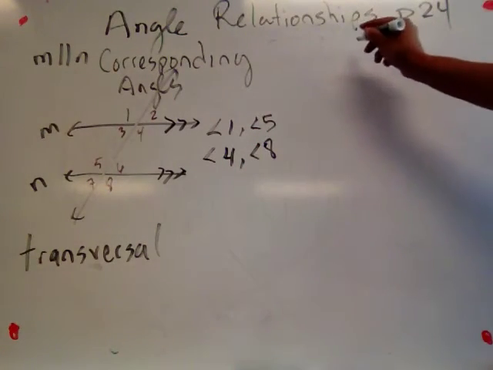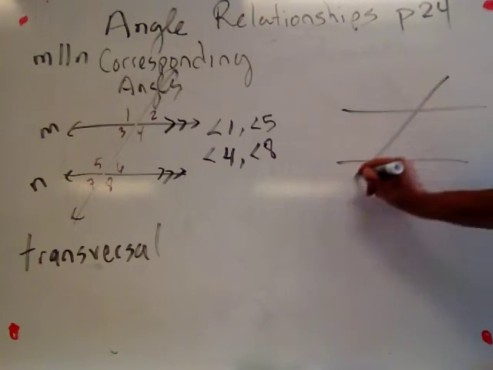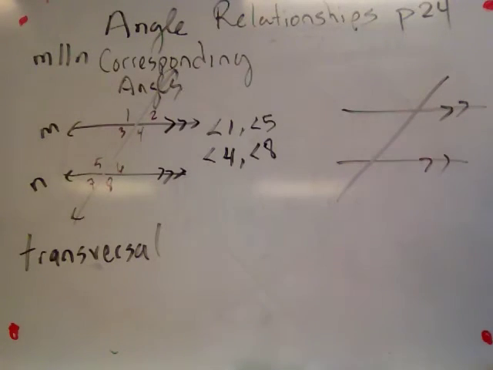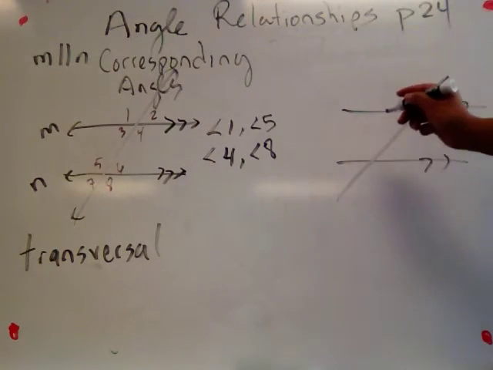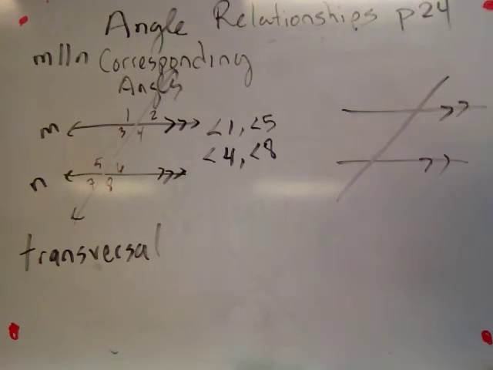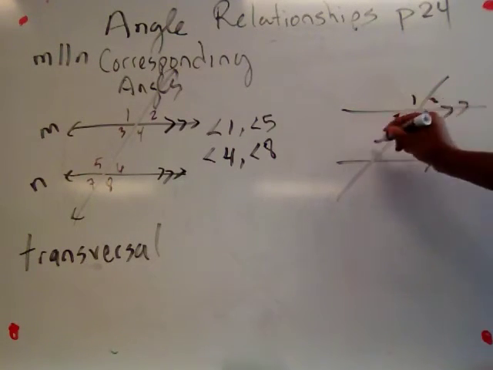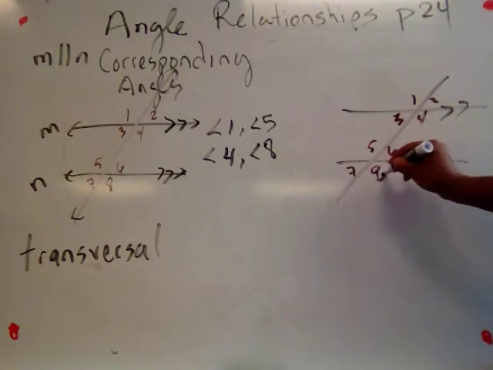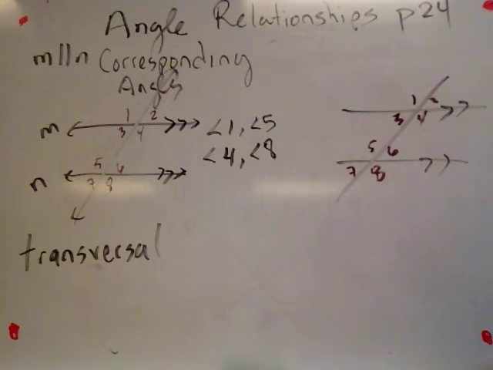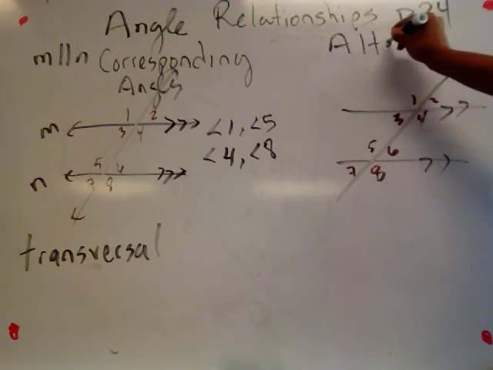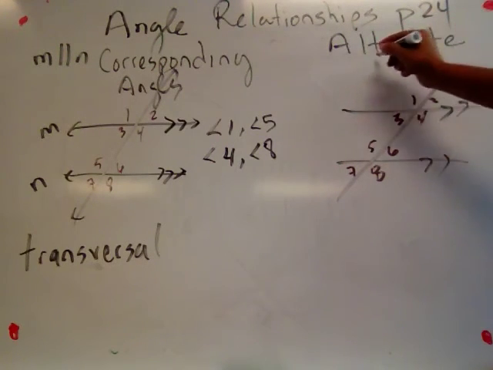All right. Okay, we're going to look at the parallel lines again. Again, we have two parallel lines cut by a transversal. And I'm going to go ahead and put the numbers in there again. So we've got 1, 2, 3, 4, 5, 6, 7, 8. And these are going to be alternate interior angles.